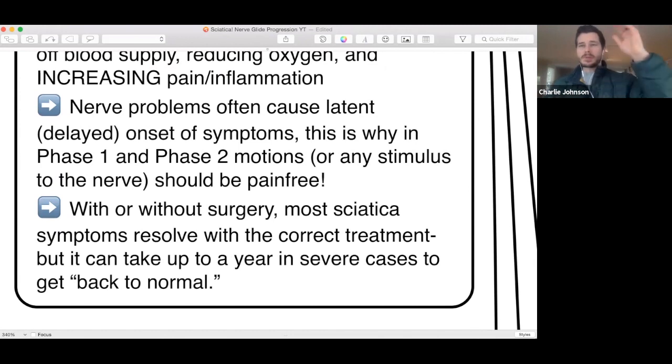But do know this, we talk about all this bad news, right? But it's not bad news, just education. It just is what it is. With or without surgery, most sciatica symptoms resolve with the correct treatment, but it can take up to a year in severe cases to get back to normal.